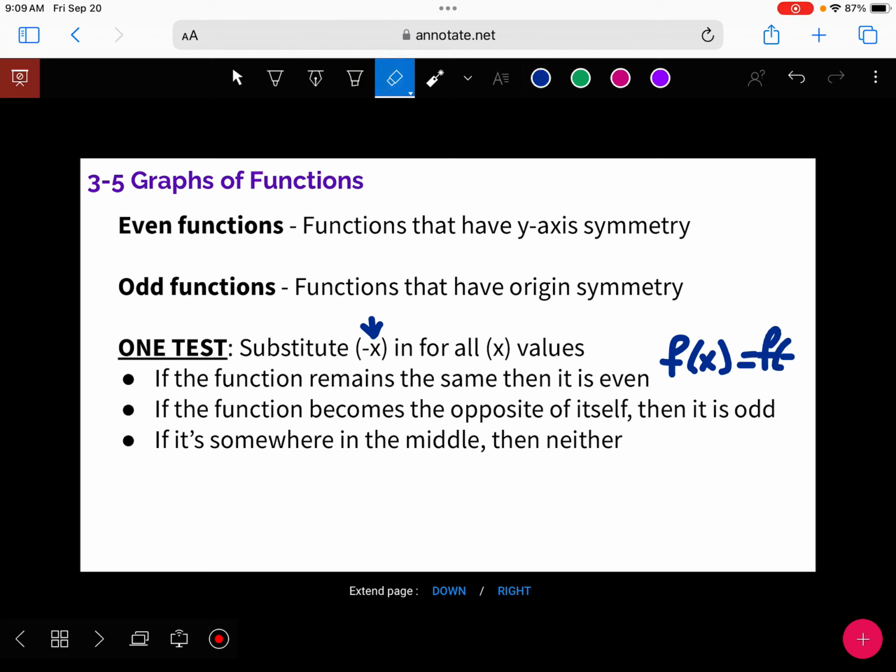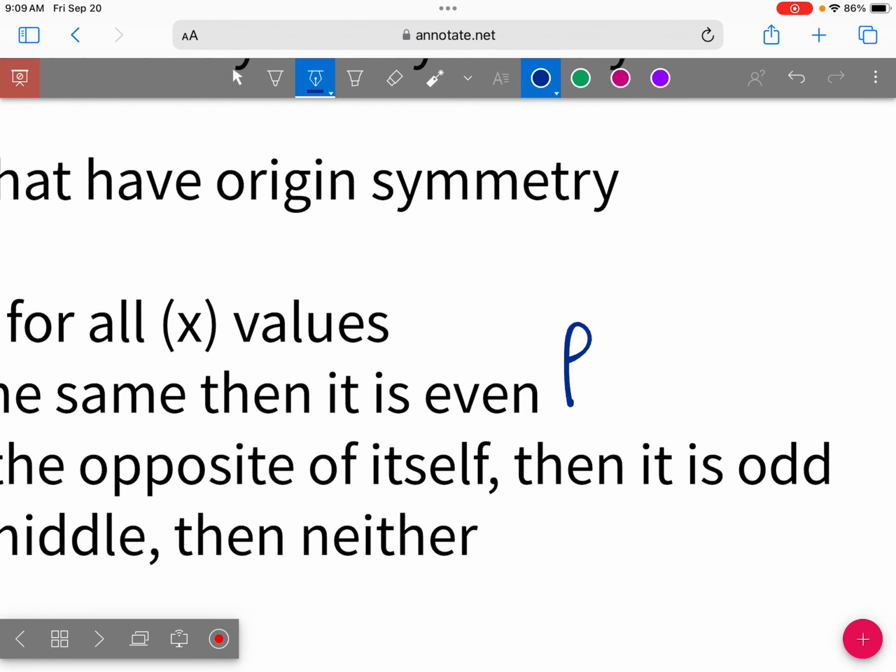This pen is too chunky. Holy cow. I'm going to try that again. So if it remains the same, that's when my f of x is exactly the same as f of minus x. Then it's even.